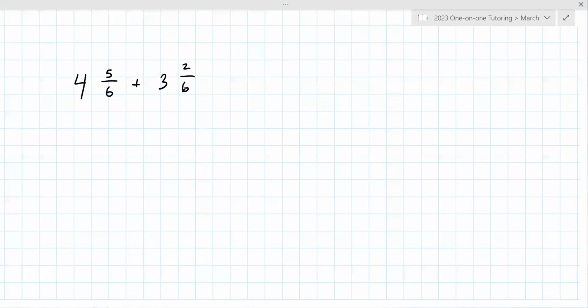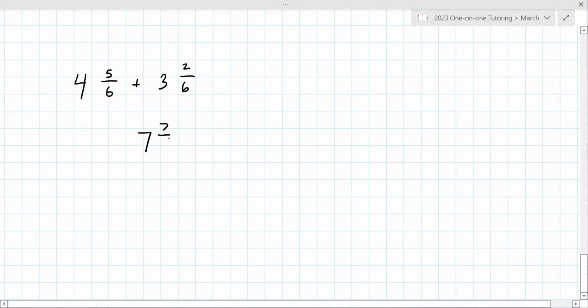Okay, I got my final answer. Okay, tell me what you've got. I got 7 and 7/6. Good. Now let's focus on the 7/6, and particularly that 7. That 7 is going to become 6 plus 1, and then you're going to divide each of these by 6, the bottom number.